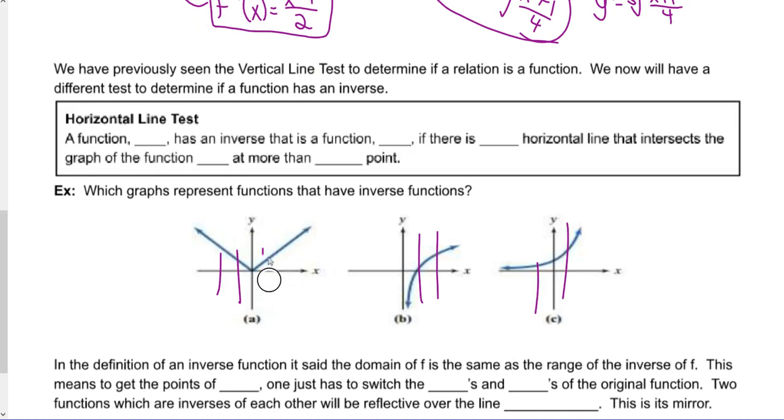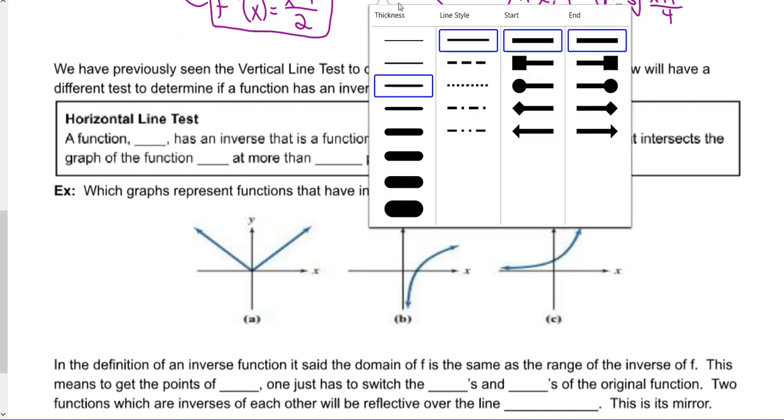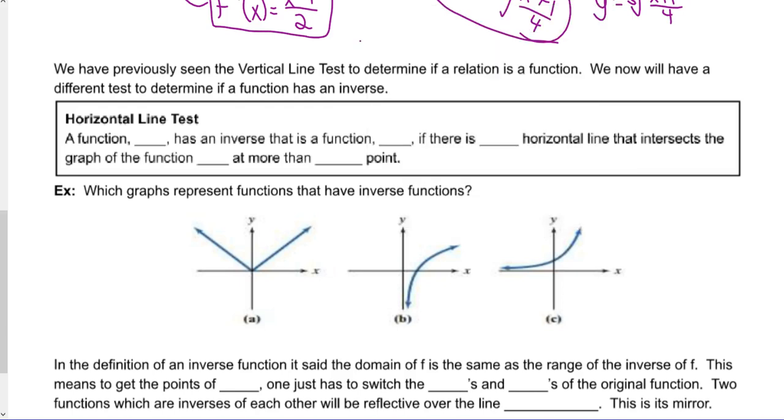Now, what we have is another test that we can do in order to determine if a function has an inverse. Now we're not looking at the vertical line test, we are looking at the horizontal line test. A function f is going to have an inverse that is a function, we'll call it f inverse, if there is no horizontal line that intersects the graph of the function f at more than 1 point.